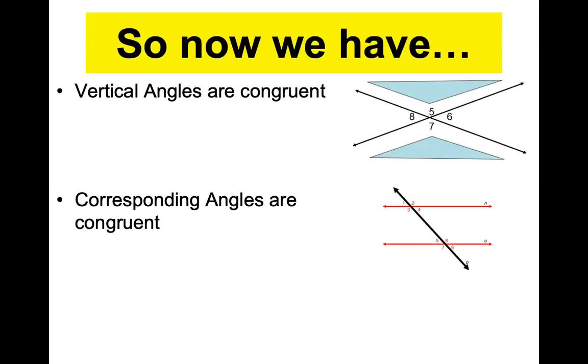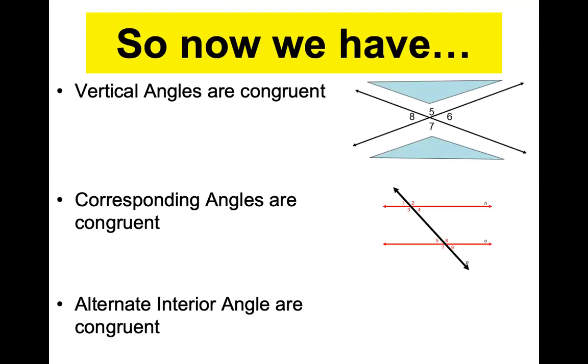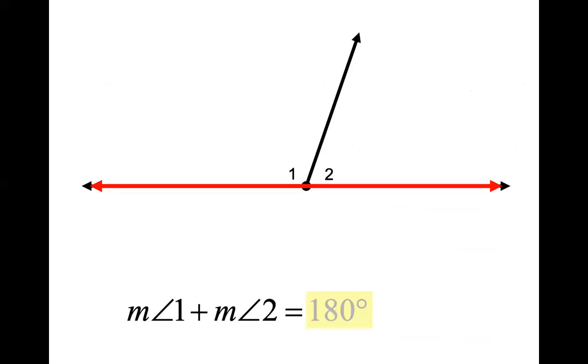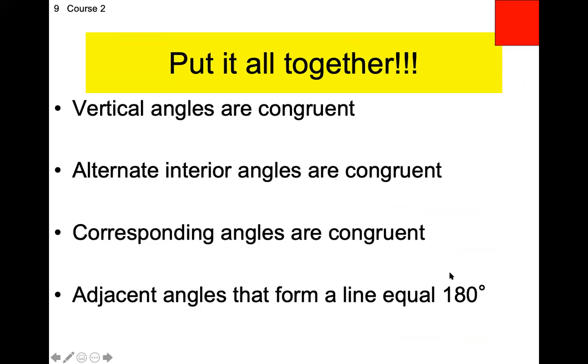Vertical angles are congruent, corresponding angles are congruent, alternate interior angles are congruent. And lastly, two angles that form a straight line, right? The measure of angle 1 plus the measure of angle 2 is 180. Now, I just talked super fast. That was a review of the last few lessons. So on the screen right now is everything that you need in order to do the worksheet.